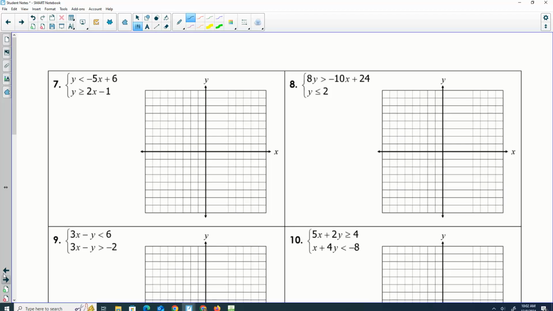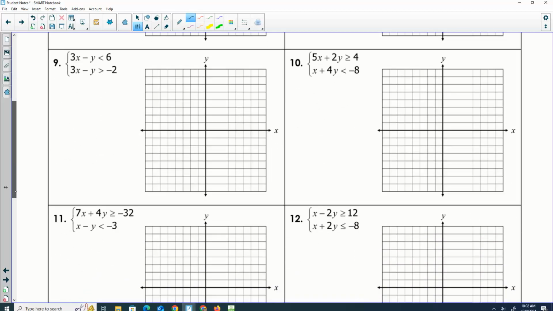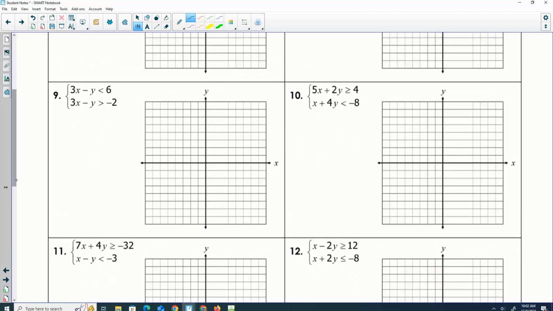So let's try another one. Let's go to number 9. So if I'm graphing the first one, I subtract my 3x. So I have negative y is less than negative 3x plus 6. Divide everything by negative 1. Dividing by a negative flips the inequality. So y is greater than 3x minus 6. Start at negative 6.